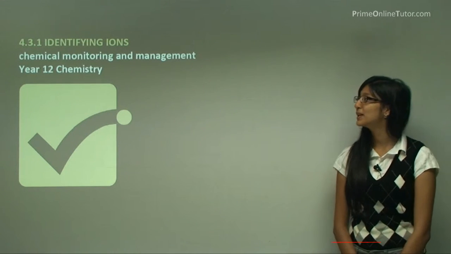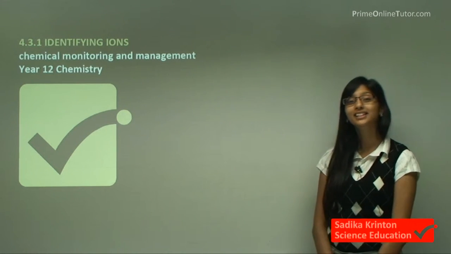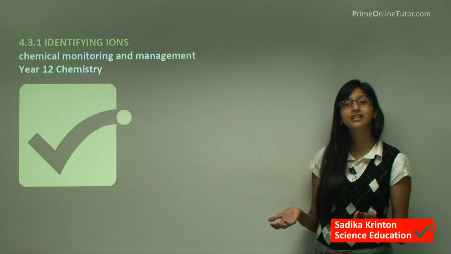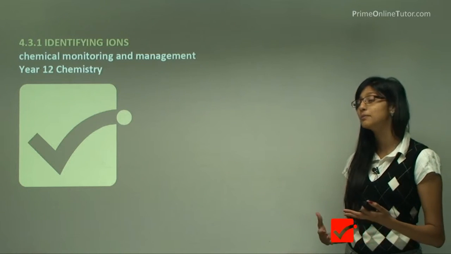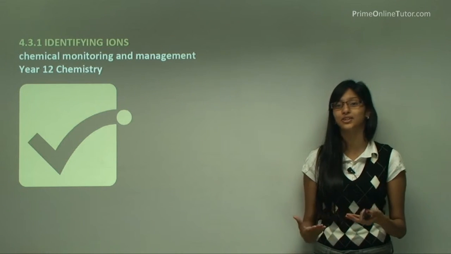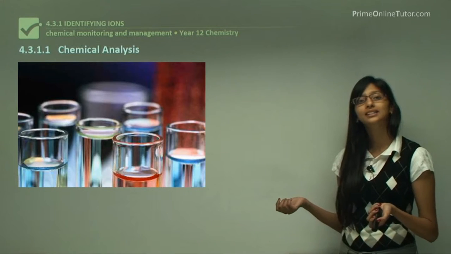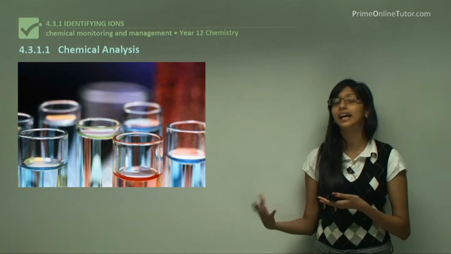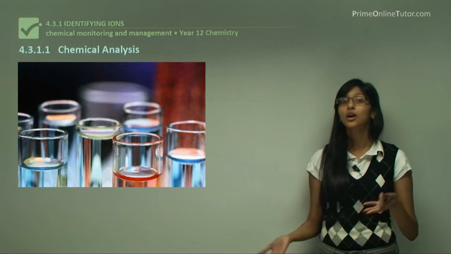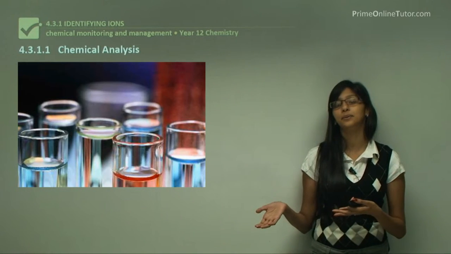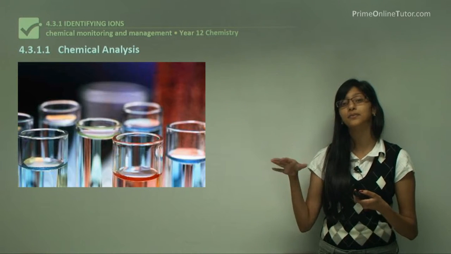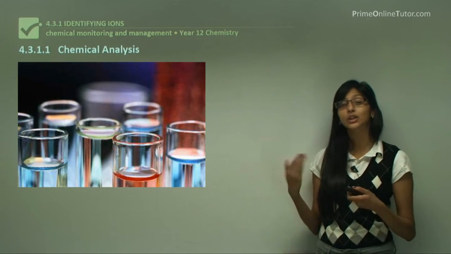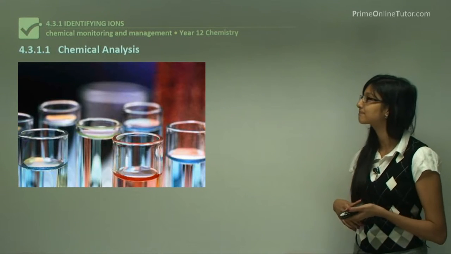Everyone. Today we are looking at chemical monitoring and management, and in this topic we will look at identifying ions. So when you have a solution, what sort of tests can you perform to see what ions are present in your solution? In chemical analysis, you have a solution and you want to know whether you have a cation and anion in your solution, and what cation and what anion are present. There are different types of tests that you can perform to look at each of the cations and anions, and those are the tests we will look at today.